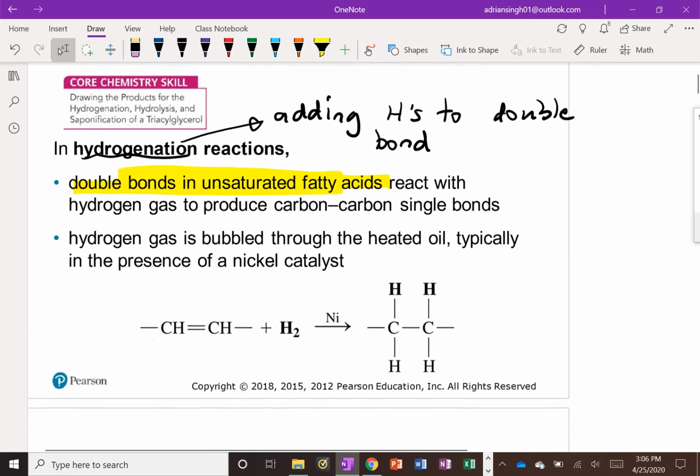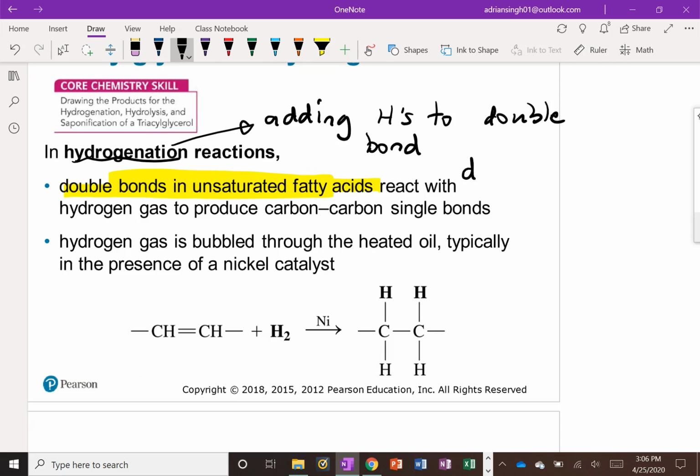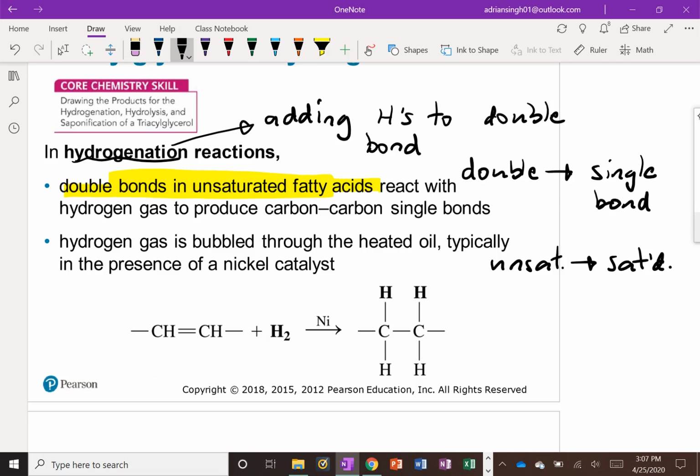So as a result, when we add hydrogens to that double bond, the double bond gets converted to a single bond. So in other words, we go from an unsaturated to a saturated compound. And as we saw previously, when we looked at hydrogenation reactions of alkenes, those typically happened by adding hydrogen in the presence of some sort of catalyst, which we've seen as either being nickel, or sometimes you'll see palladium, Pd, or platinum, Pt. And that's your catalyst.